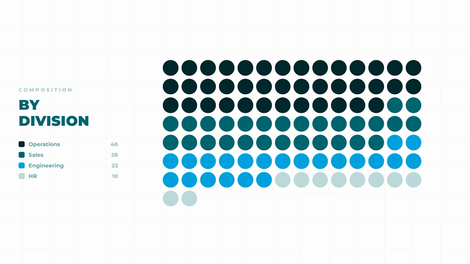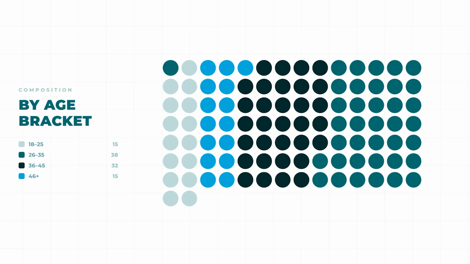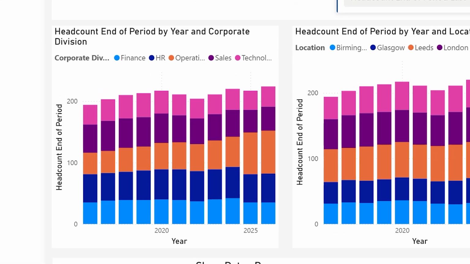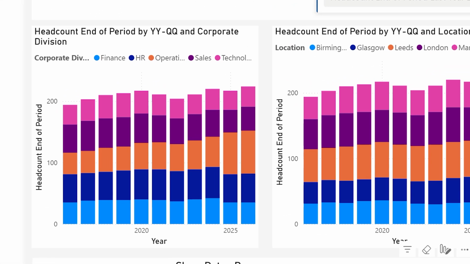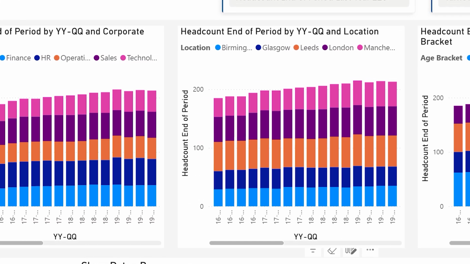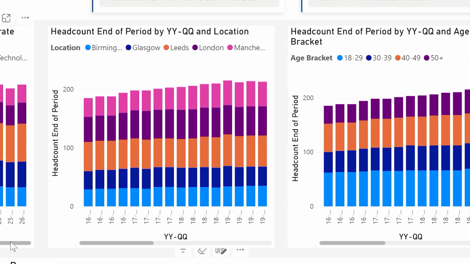That's composition. Composition is how our headcount is distributed across, in our case, division, location, and age brackets. And it sounds pretty simple until you try and show it. What most people do is they just jump into building 3 separate stacked column charts, one for each category. The problem is, as you can see, it looks really cluttered. But it's actually an easy one to consolidate.